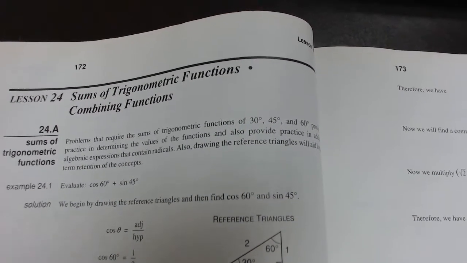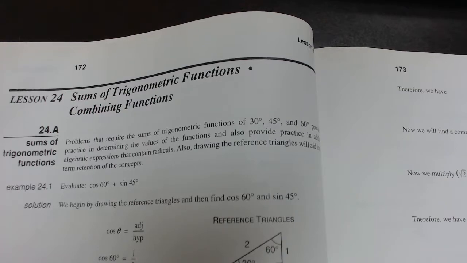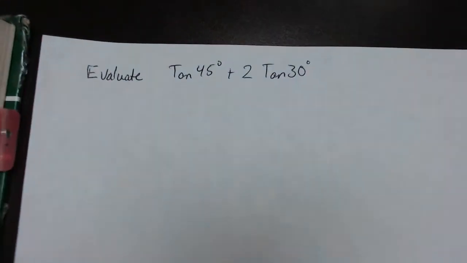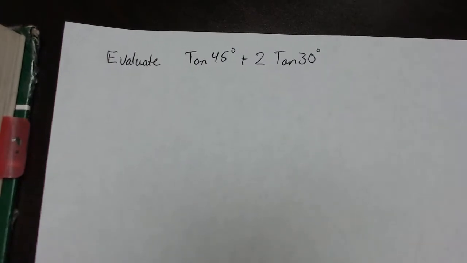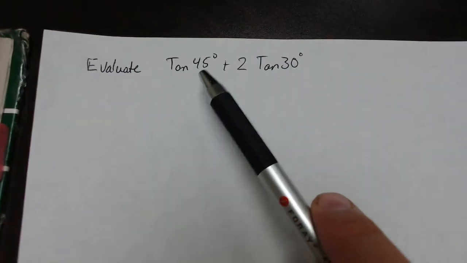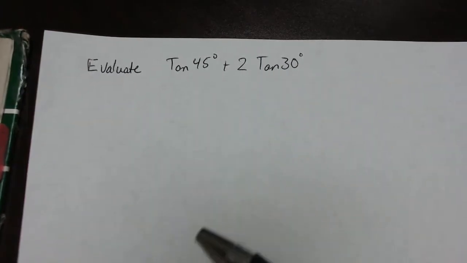Advanced Math, Lesson 24, Sums of Trigonometric Functions and Combining Functions. So we'll go straight into our examples. By sums of trigonometric functions, what they mean is problems like this. We have two different trig functions, and we have to find the sum of them. Let's see the plus sign.